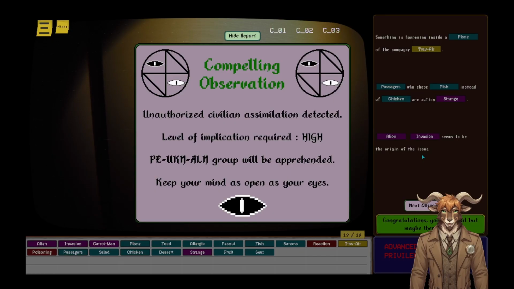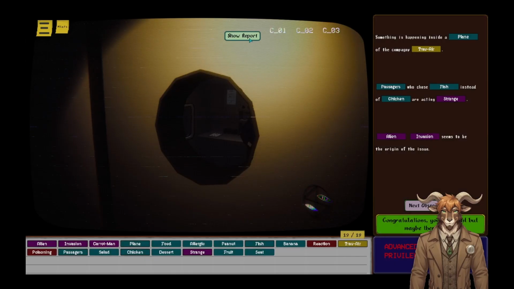Unauthorized civilian assimilation detected. Level of investigation required high. P. Ukinel Elm group will be apprehended. Keep your mind as open as your eyes.